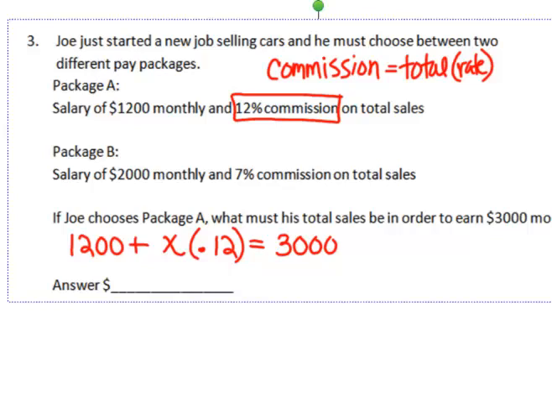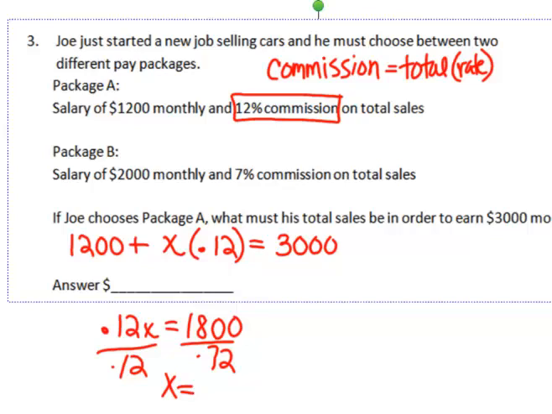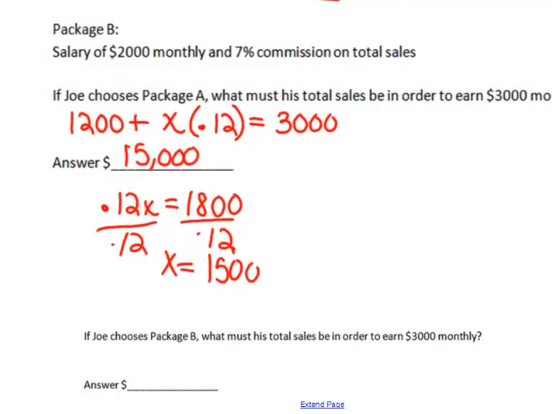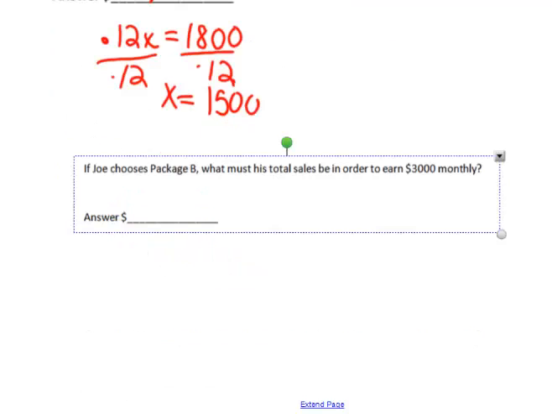Okay? So when I simplify, I'm going to subtract 1,200 from both sides. So I really have that 0.12X equals 1,800. Divide both sides by 0.12. And X equals 15,000. So Joe needs to have $15,000 worth of sales if he wants to earn $3,000 a month for choosing that package A.